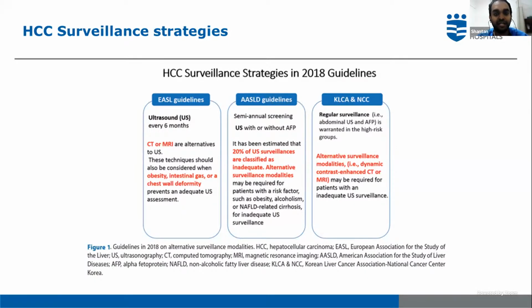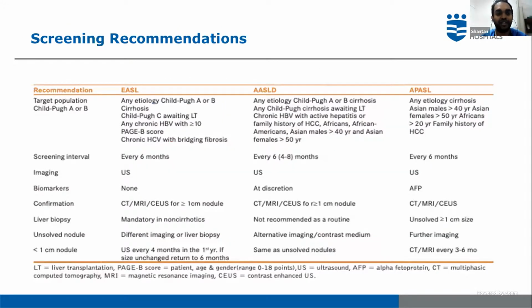When comparing the guidelines of the various societies, almost all of them say that the screening interval of ultrasound is every 6 months. However, APASL has mentioned that every 6 months ultrasound and AFP have to be monitored together, while in other societies, AFP is at the discretion of the clinician.